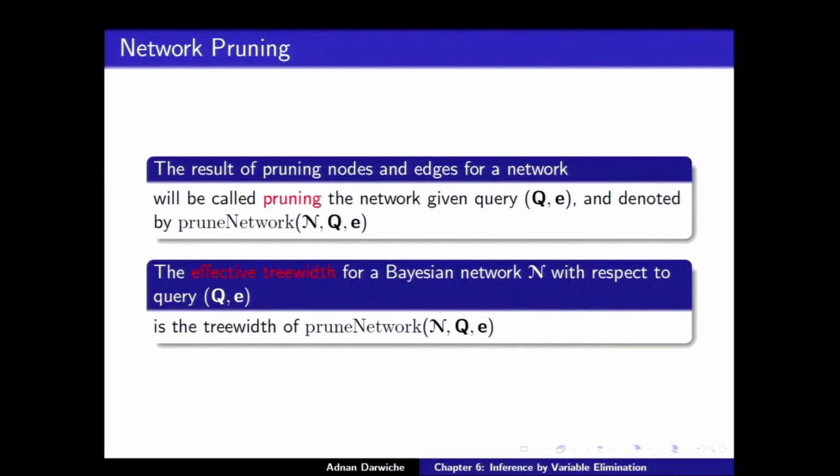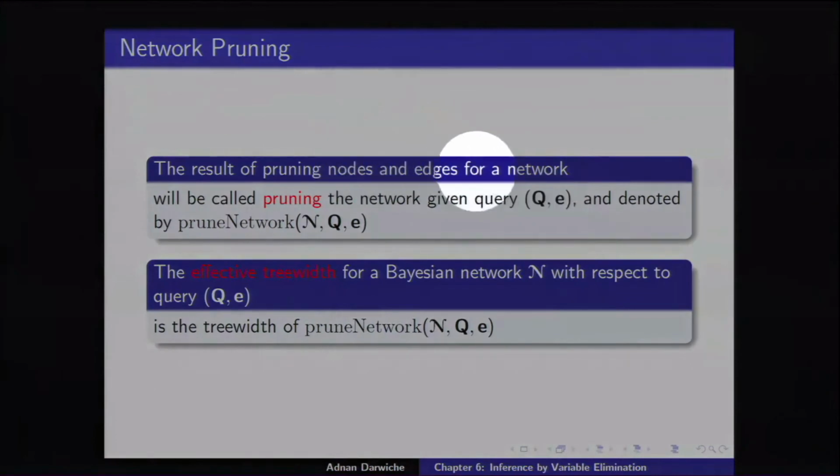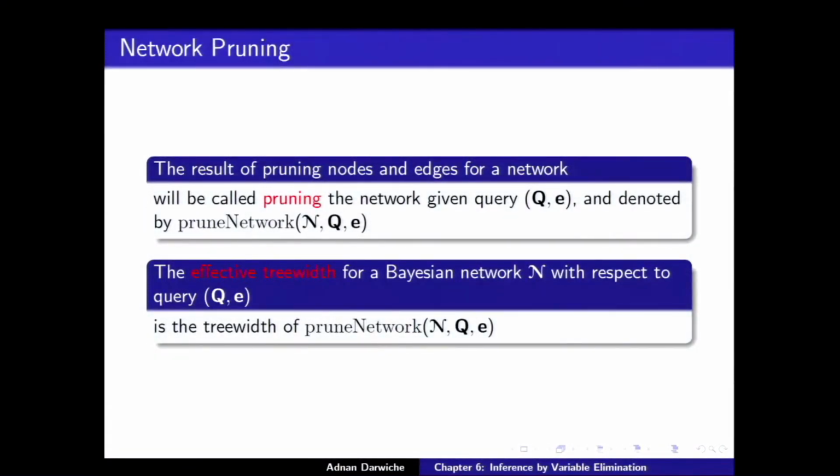let's close with this notation and terminology. The result of pruning nodes and edges for a network will be called pruning the network given that particular query, and we will denote it by this. Now, here's the interesting part. There is the notion of tree width, as we discussed, which is a property of a graph, correct? But now when I give you a query, then I can talk about the effective tree width of the Bayesian network with respect to that particular query. And what does that mean? You take the Bayesian network, prune it by removing edges and nodes, and then you compute the tree width of the result. And that is what we will call the effective tree width of the Bayesian network.